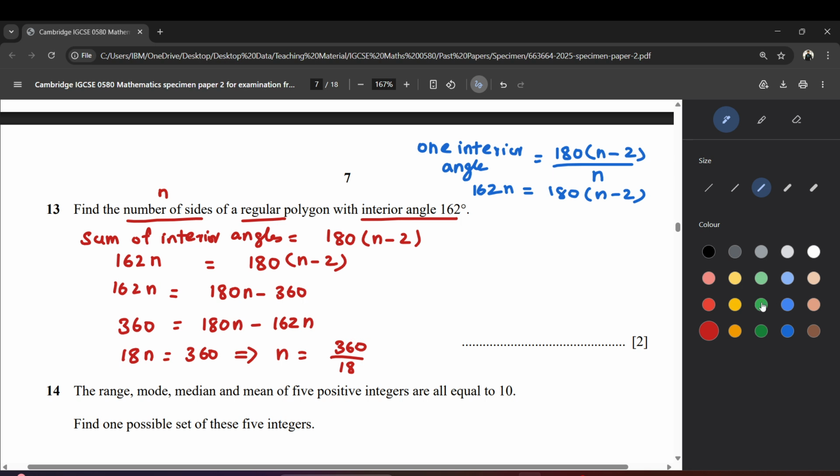Now, we know that double of 18 is 36, right? So therefore, this is going to be equal to 20. But if you just want to do it the conventional way, you can also do that. If I divide by 2, this will be 180 and this will be 9. Now you can see that 9 times 20 is equal to 180. So this becomes 20, this becomes 1. All right. So therefore, my answer is going to be 20. So there are 20 sides of this polygon.